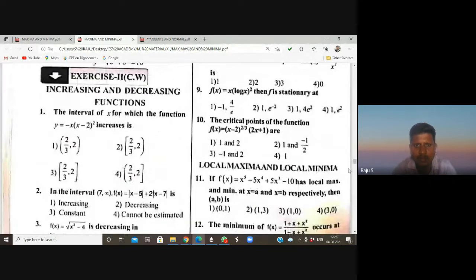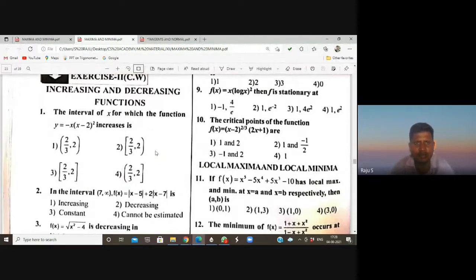Okay, students. See here, the questions are very easy. You see the second exercise: increasing and decreasing function.